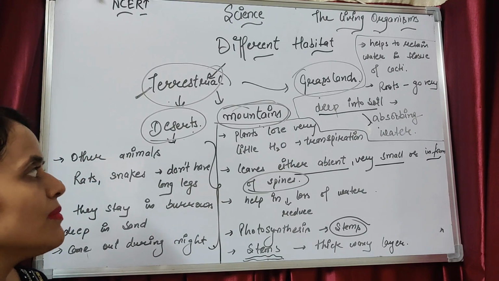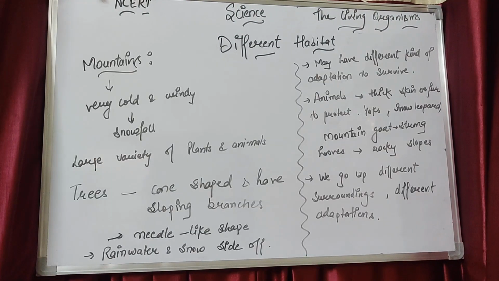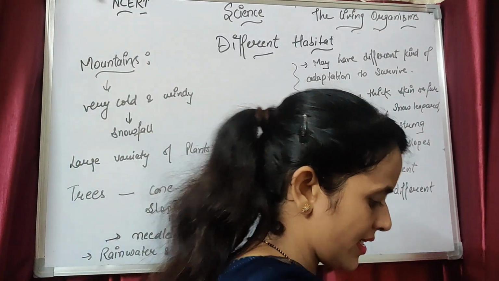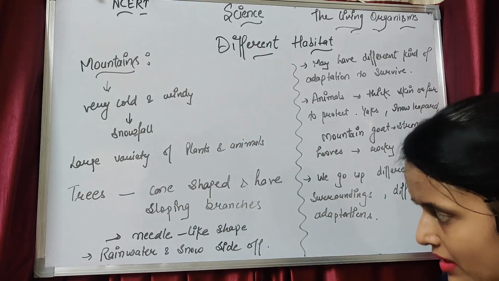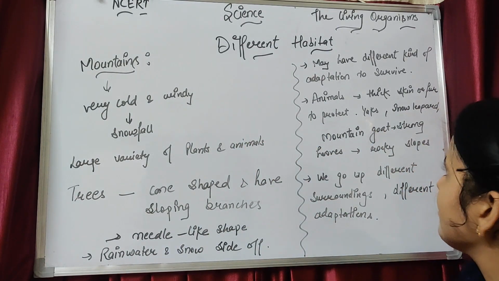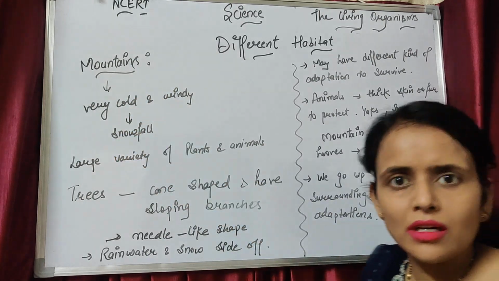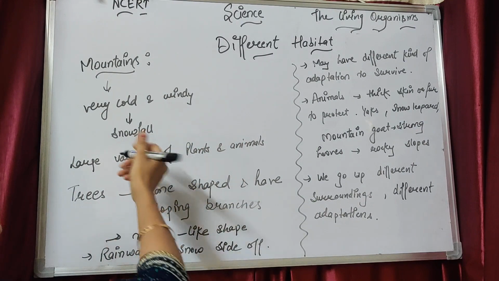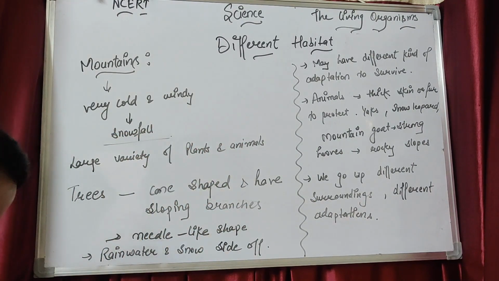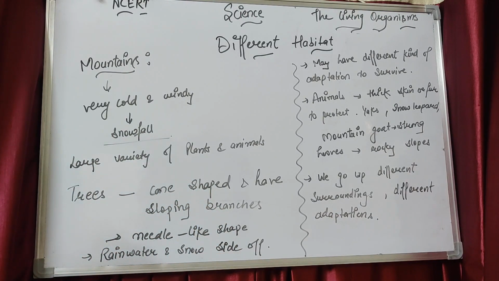Yes, come to the mountains. So next is mountains. How does the habitat differ in the mountains? This side we will discuss the plants, and this side we will discuss the animals. In mountains there is very cold and windy weather, and sometimes there is snowfall. Otherwise there is very cold and windy air.